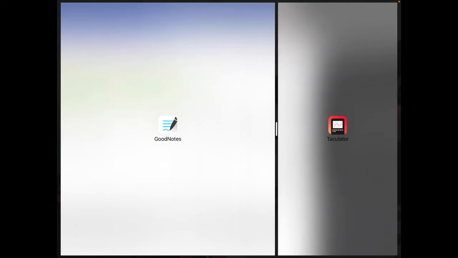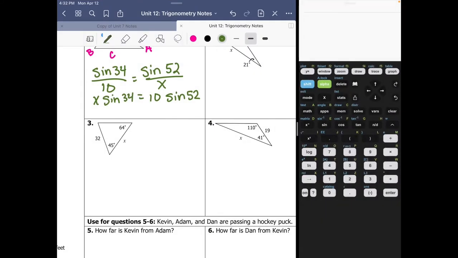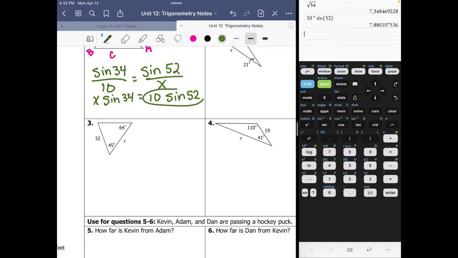So I'm going to do 10. What is happening? My goodness. 10 times the sine of 52. And let's real quick make sure the other one was on degrees, so this one is too. And so that's going to be this part.